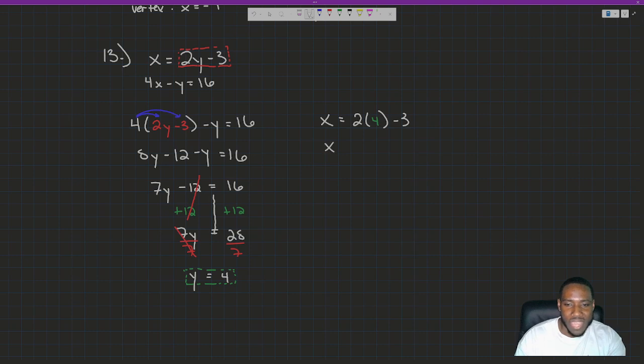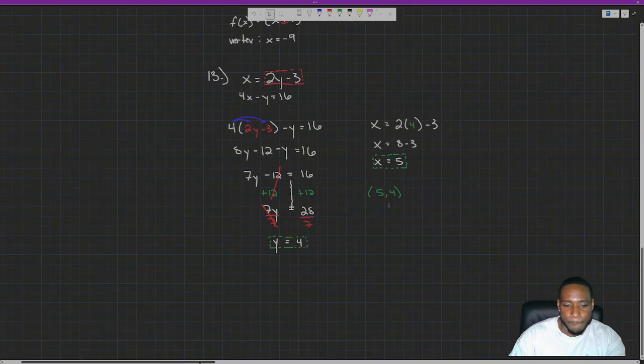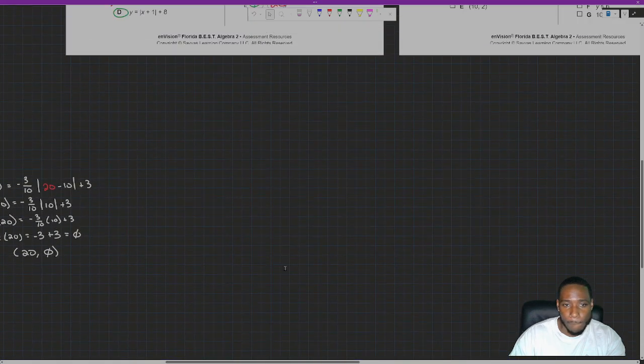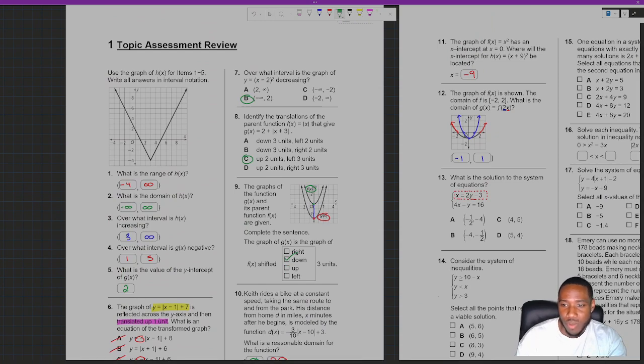2 times 4 is 8, and 8 minus 3 is going to get me 5. So that is the second portion of my solution. Now I'm finished, and I know these functions have a solution, a point of intersection, where x is 5 and where y is 4. And so the answer for this one is D.